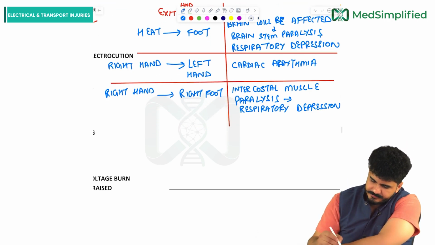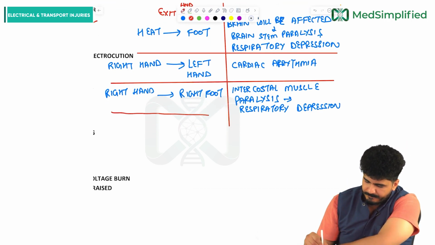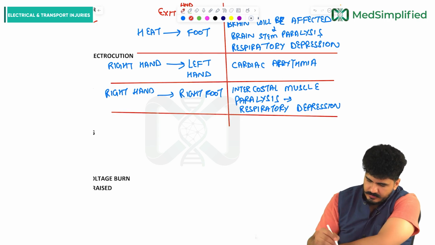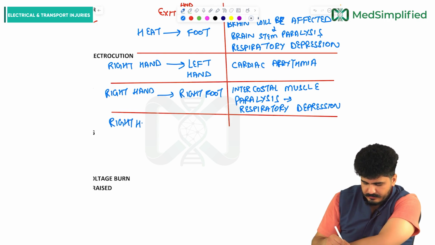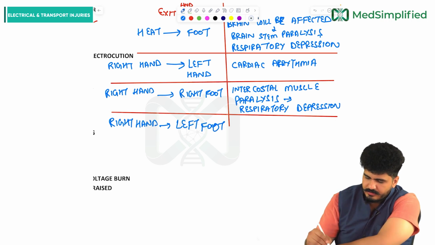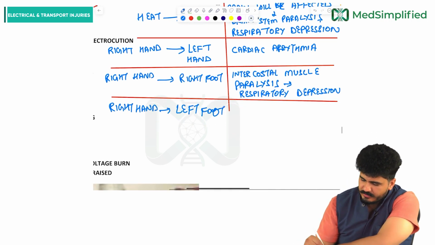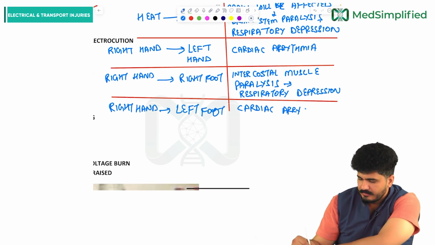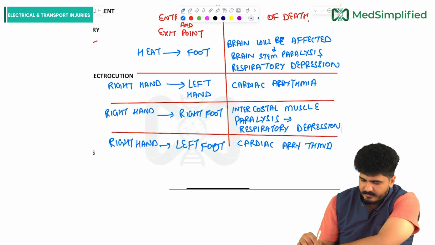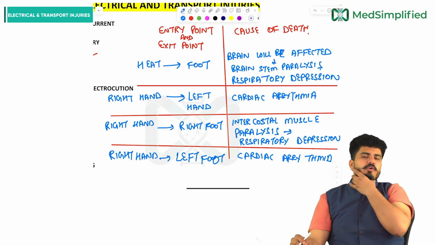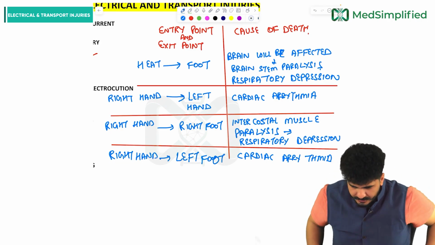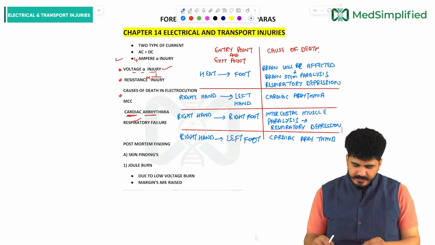Then the last one: right hand to the left foot. We'll see the cause of death is cardiac arrhythmias. So now we have the cause of death according to the entry point, my dear friends.